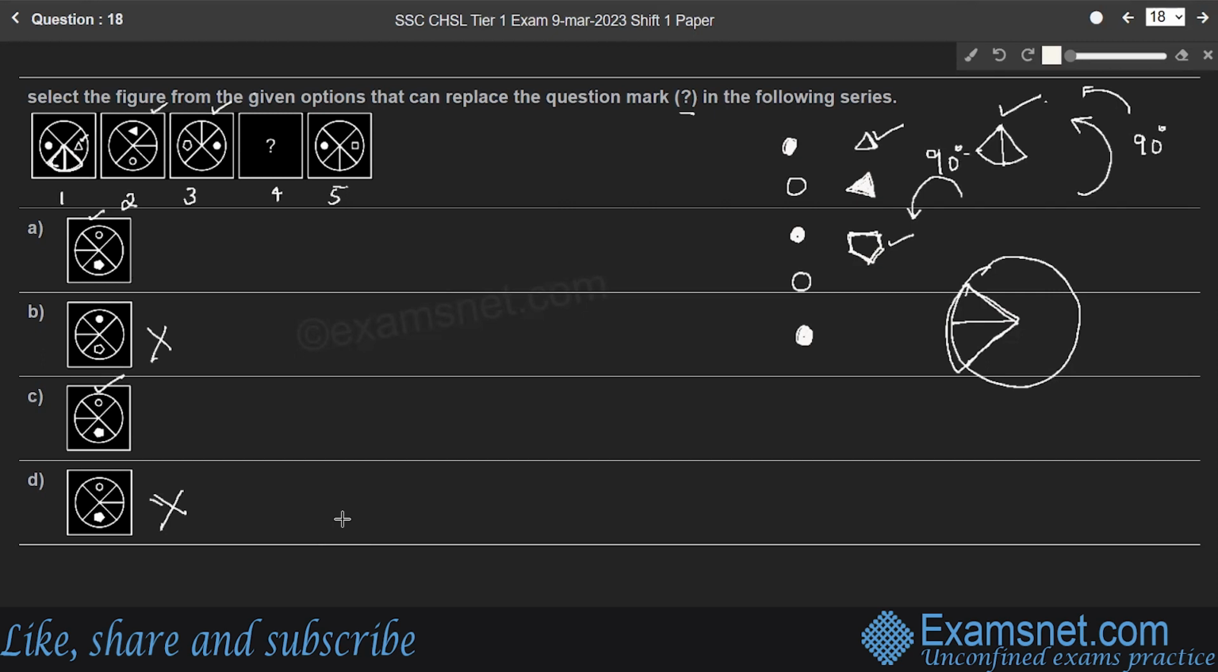Therefore, in the fourth figure, this figure has to be a shaded figure and it should face the right direction. Therefore, look at options A and C. In option C, it is facing left, but it has to face right. Therefore, this pentagon has to face right. Therefore, option A is the right answer, which is shaded here. Therefore, option A is the fourth figure.